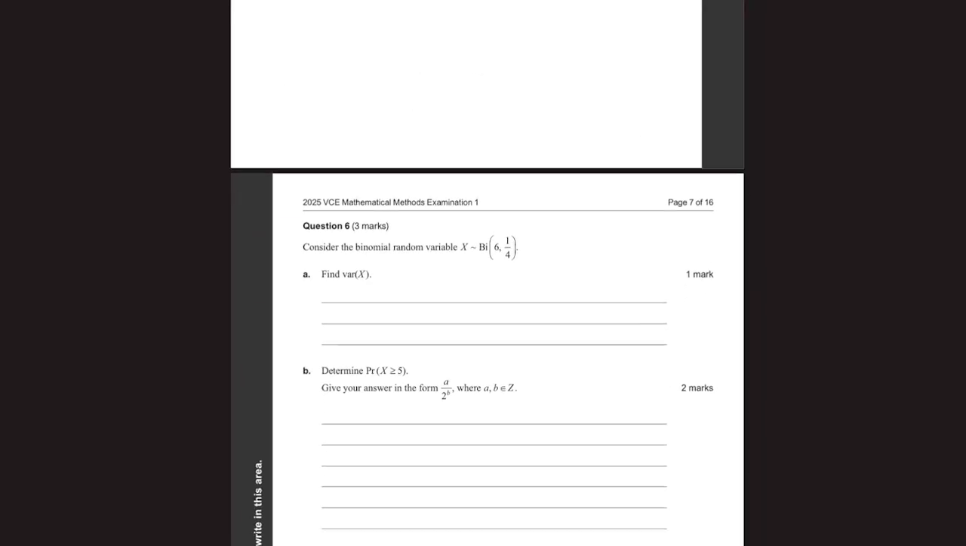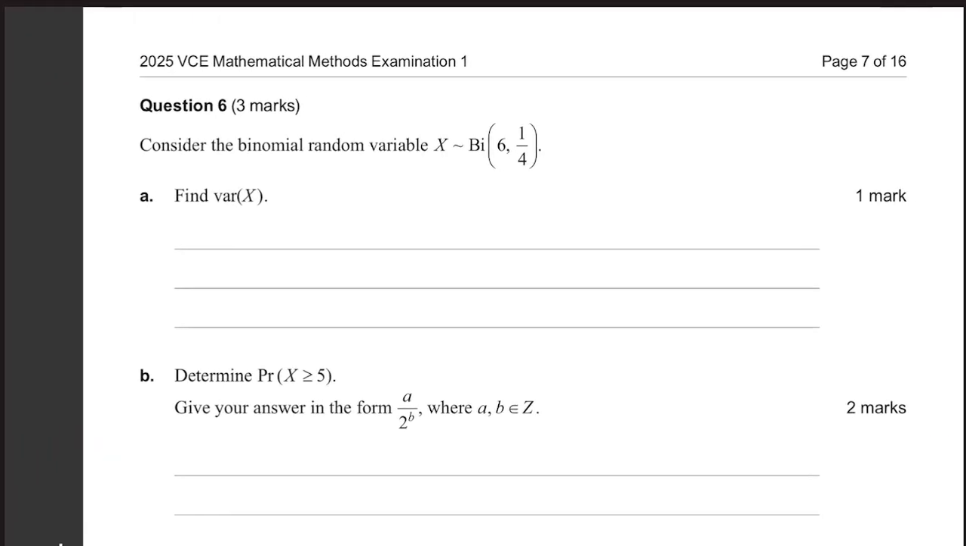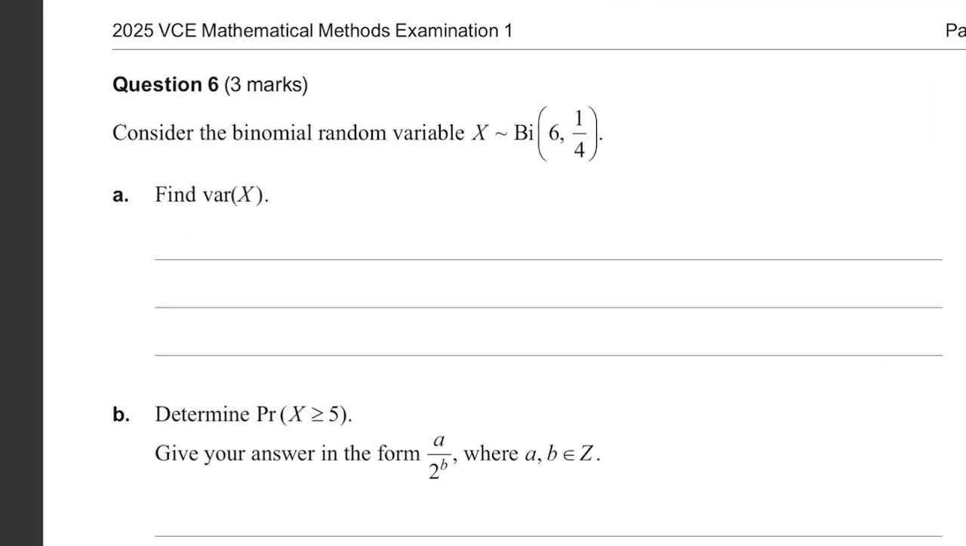Cool. Let's keep moving. Find the variance of x for a binomial. That's just np(1 minus p). So we know n is 6, p is 1 on 4, so that's going to be 6 on 4 times by 1 minus p, so that's going to be 3 on 4. So that's going to be 18 on 16, that's not a delta, that's an 18, which would end up giving us 9 on 8.